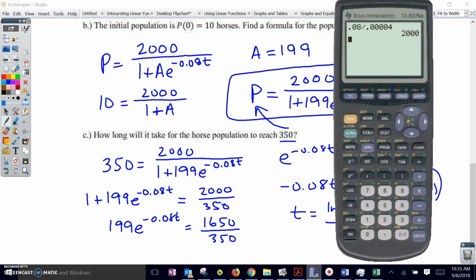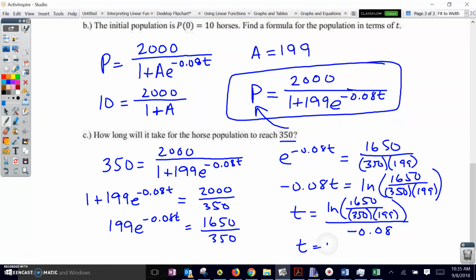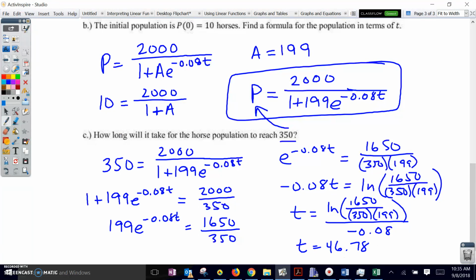Now I'm going to go ahead and calculate that. So we've got the natural log of 1650 over 350 times 199. There's the denominator, there's the natural log, divide by negative 0.08. And we get that t is equal to 46.784.